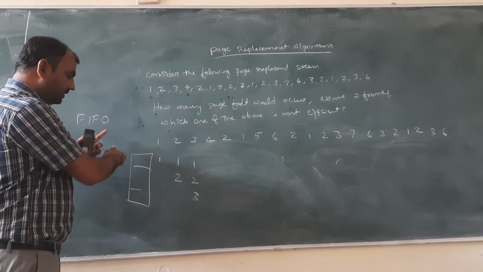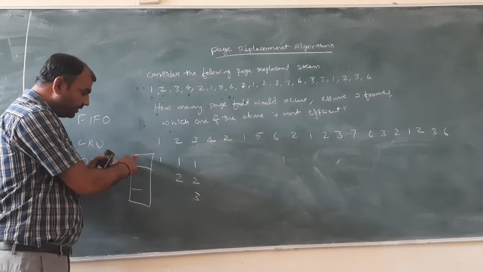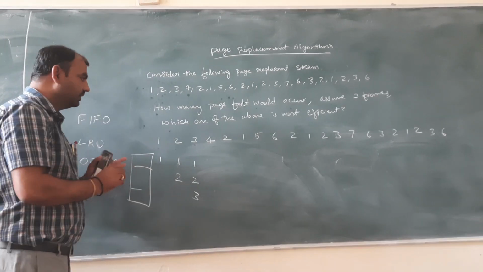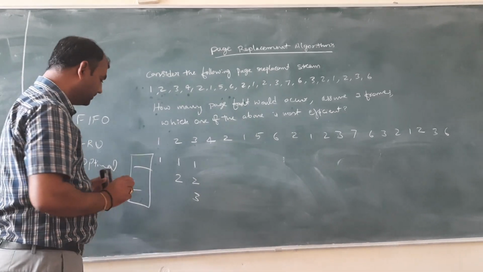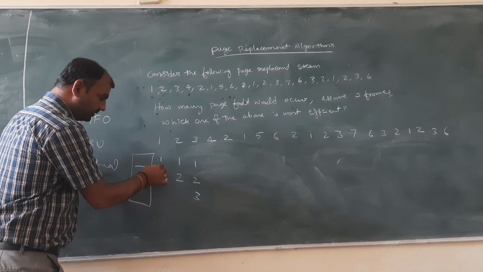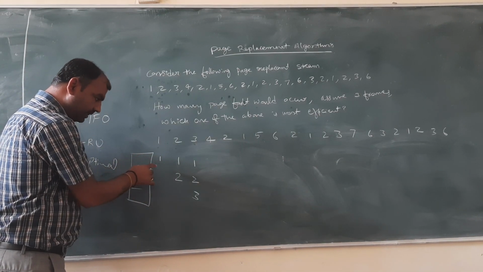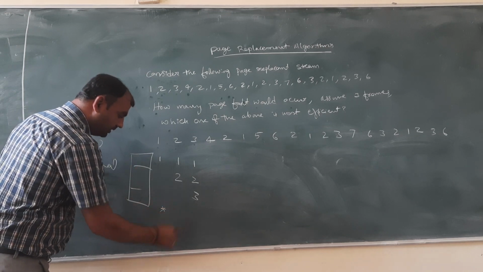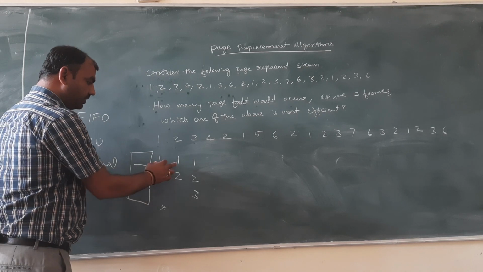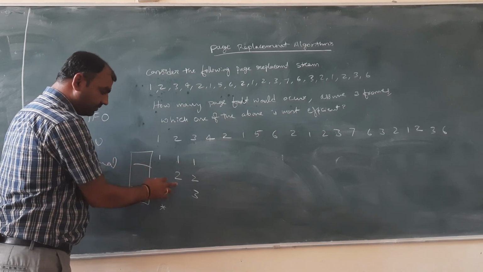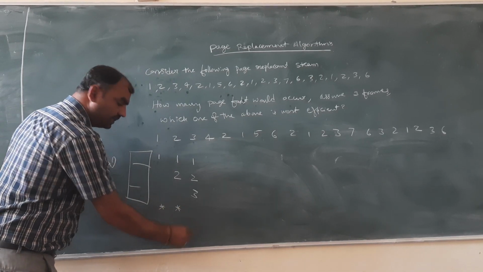Whenever the CPU is referencing a page in the string and it is not there, we can say page fault. For that one we will refer to it as a page fault. Since 1 is not there, a page fault occurs. I will mark that with a star. Then it is referring for 2. Again the page fault has occurred.